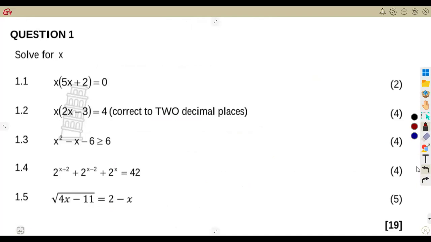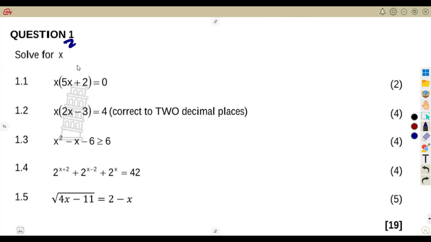So I'm not going to waste time. Let us quickly rush through our questions and see how we're supposed to attempt them. On question number 1, you are asked to solve for x. Whenever you are solving, it is for any letter that you are given. Is it solve for M? Is it solve for N? Is it solve for Z? Whatever letter you're given. In this case, we are solving for the letter X.